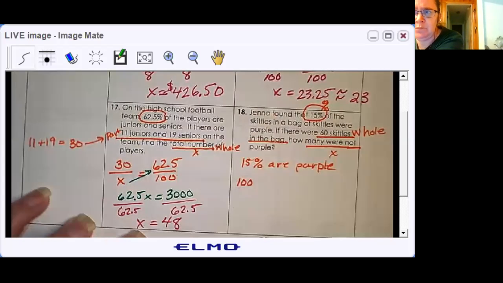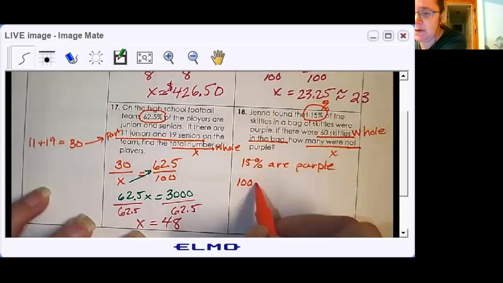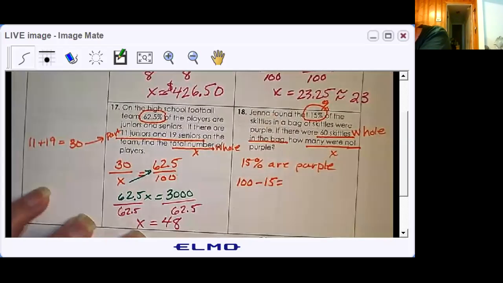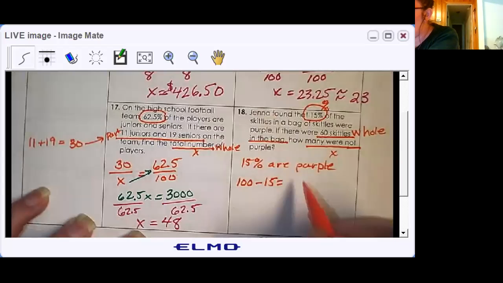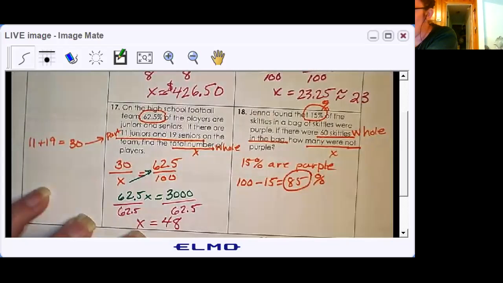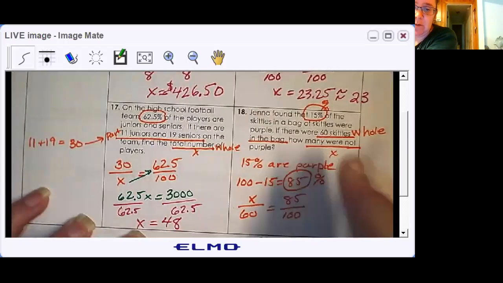100% is all 60 Skittles in the bag. If you take out the 15% that are purple, what percent of the Skittles are not purple? 85% of the Skittles are not purple. So that's my starting point. This is actually the percent I'm going to use in my problem. So how many of the 60 Skittles in the bag are not purple? Well, 85% of them are not purple.